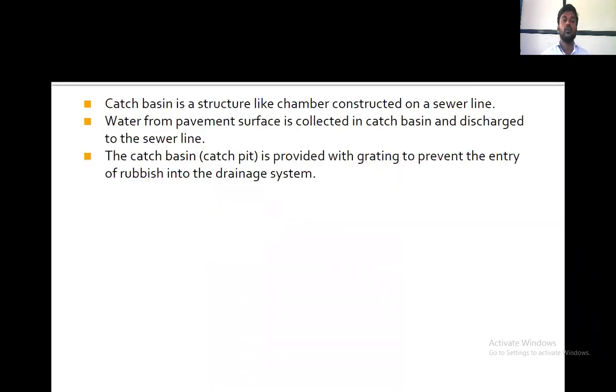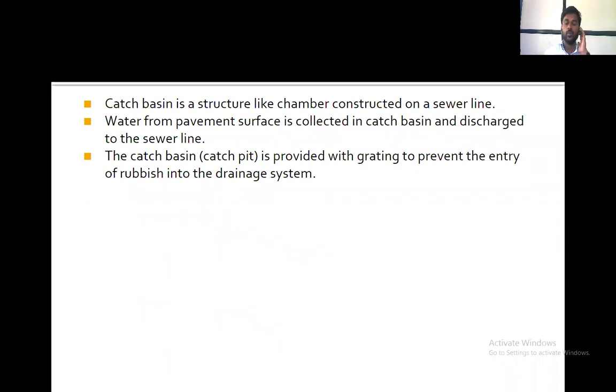So you can see here, the catch basin is a chamber-like structure constructed on the sewer line. The water from the pavement surface is collected in the catch basin and then discharged to the sewer line. Whatever water is coming on the surface is drained out into the basins. The basins are provided at various intervals, so to connect them we provide a sewer line.